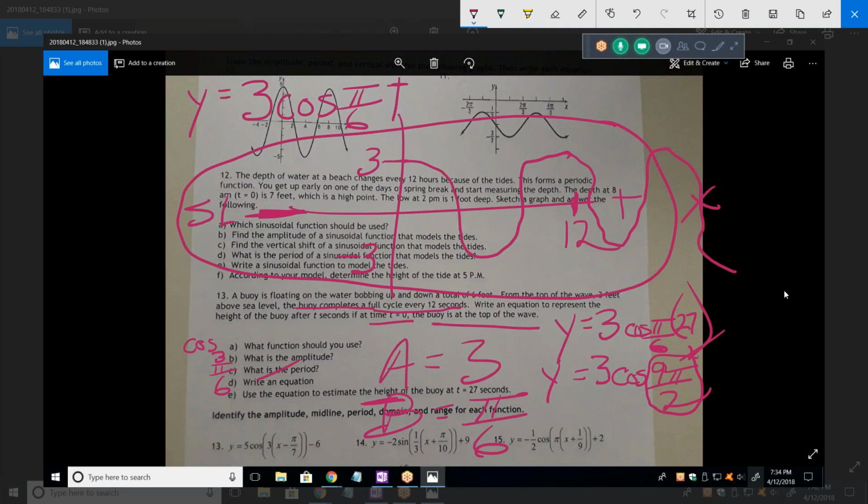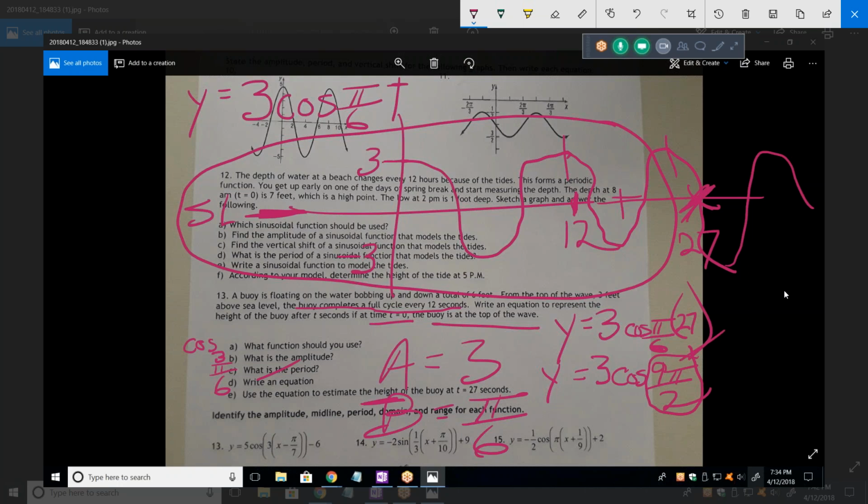And I drew an extra couple of periods because that's what it is. 27 seconds is more than 2 periods away. In fact, they didn't draw enough periods. In other words, there's 1 period. There's the other period. It's this point right here. It's 27 on the horizontal axis. But it's 0 on the y-axis.